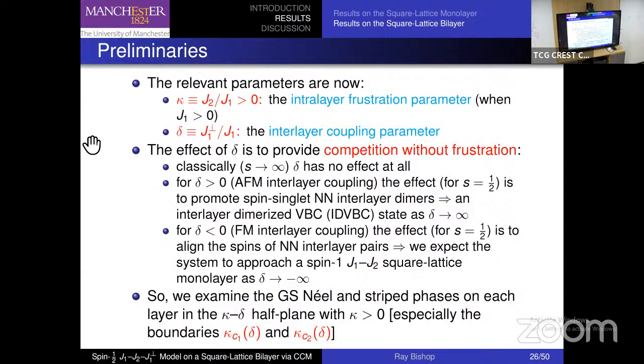Okay, so what I'm going to do now is to examine the model state. I'm going to just put the ground state Néel, or the ground state stripe phase, on each layer. And now I'm just going to do CCM again. Now the number of configurations goes up, but not dramatically this time.